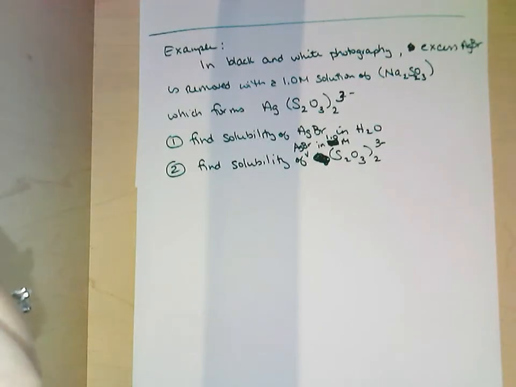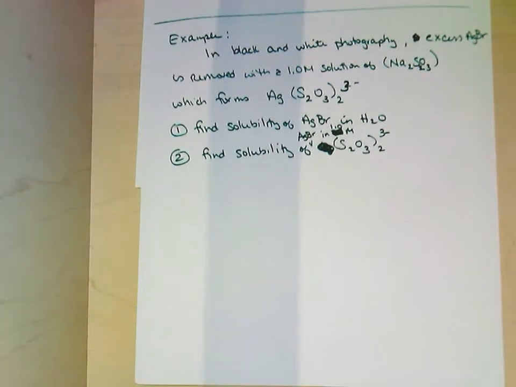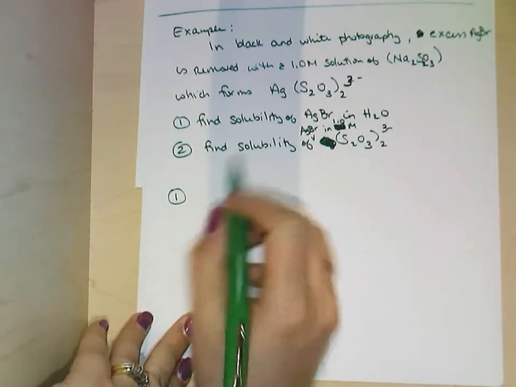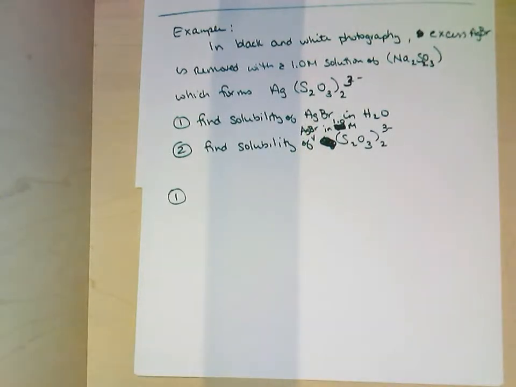So there's another common ion problem, right? We had the same issue before where we had a similar ion that will change the solubility, right? So let's find the solubility of this silver bromide in water.